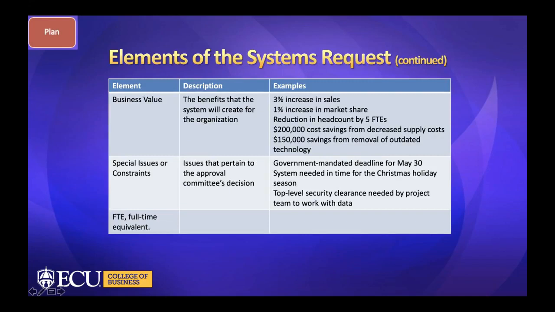The fourth element is defining business value. What's really important here is to define the business value as quantified as possible. So, a 3% increase in sales, or a reduction in headcount by 5 full-time equivalents. So those are very, very important to quantify by number, by date, by percentage.